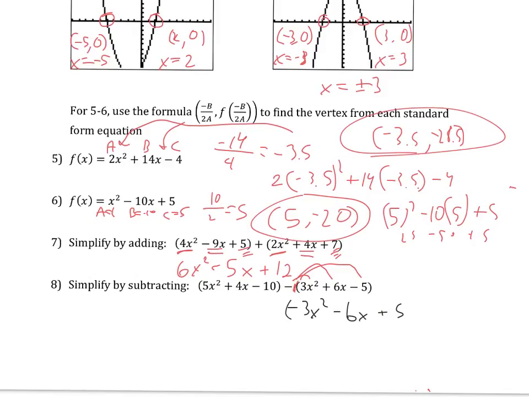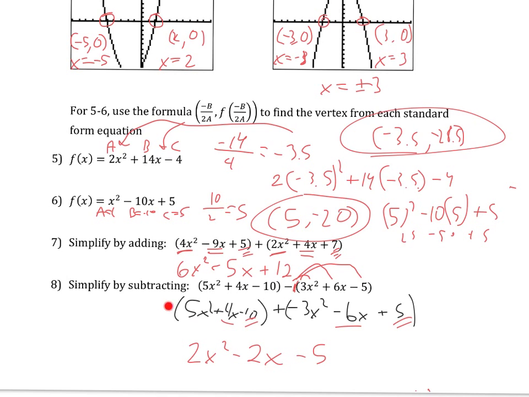And now it just becomes essentially the same as problem 7. We're just adding like terms together. That's one way to think about it. So now looking at these first terms, 5x squared plus -3x squared would be 2x squared. The middle term, 4x plus -6x would be -2x. And finally, -10 plus +5 would be -5. And I think that's my final answer.